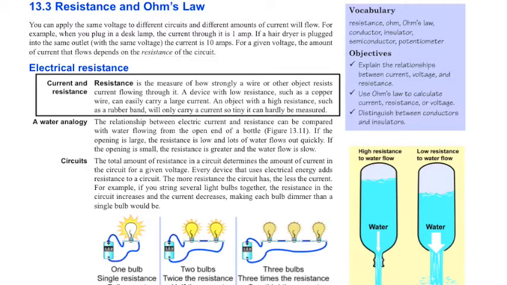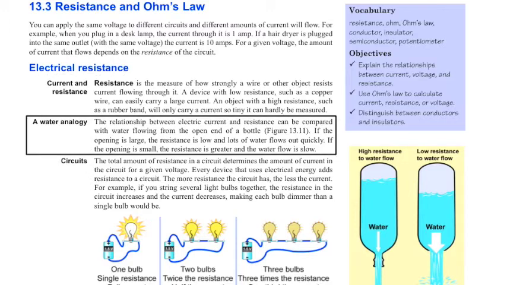Current and resistance. Resistance is the measure of how strongly a wire or other object resists current flowing through it. A device with low resistance, such as copper wire, can easily carry a large current. An object with high resistance, such as a rubber band, will only carry a current so tiny it can hardly be measured.